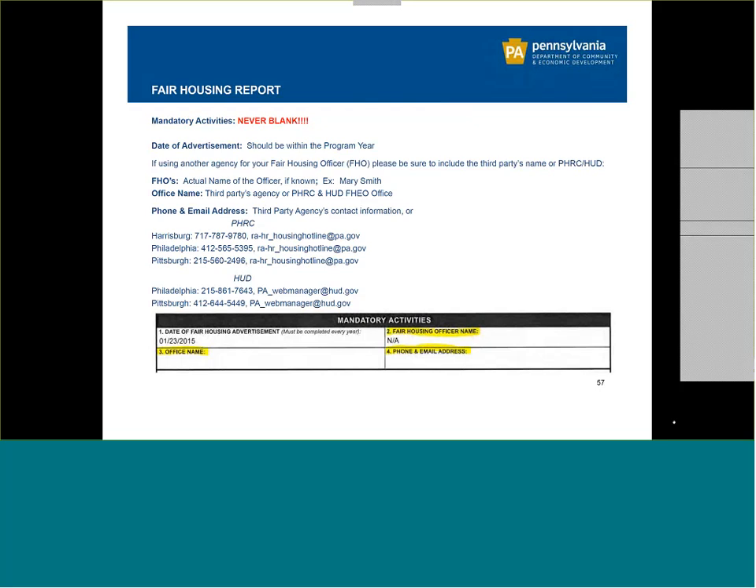Your office name, that should be your third-party agency, or again, PHRC and HUD. I want to emphasize, it's not or, it's and. So you can do a third-party agency, again, like the Redevelopment Authority, or it can be PHRC, HUD, FHEO. And Megan was good enough to put that information there for you. So you want to put the contact information then under the phone and email address. Okay.